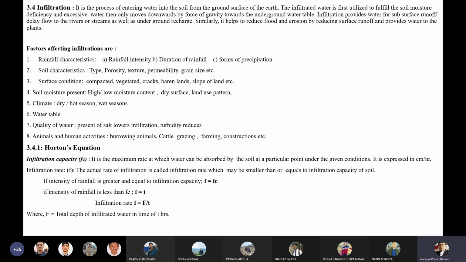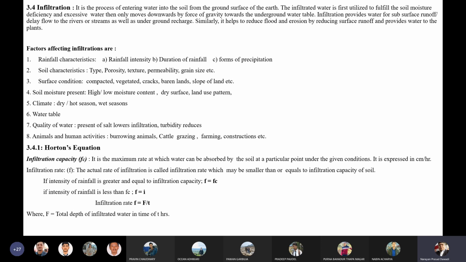Dry surface and land use pattern. Land use pattern means that the land which is utilized for agriculture, or utilized for residential purposes, or utilized for other development structures. So that land use pattern also helps to increase or decrease the infiltration. For the agricultural land, the infiltration rate will be high. If an airport is constructed, then the ground of the airport is paved, and from the paved surface there is no chance of infiltration.